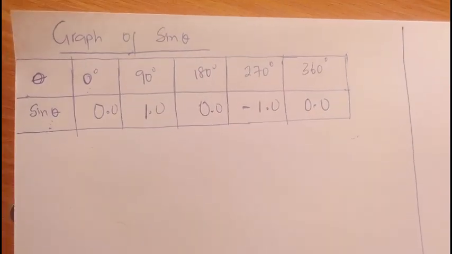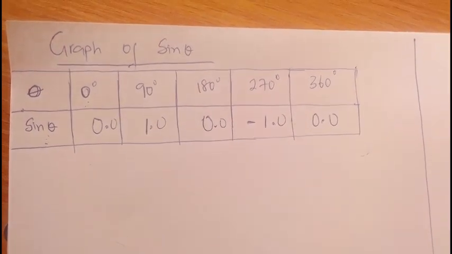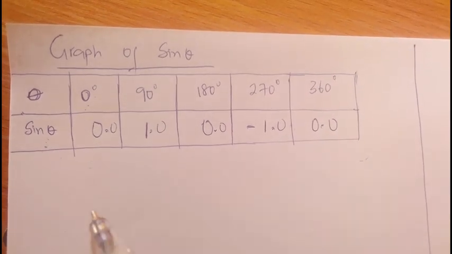Now, after adding 0.0 to everything, let's plot the graph of sine theta. Then we'll be comparing it with that of cos theta and tan theta at the end of the day. But for this video, we're looking at only the graph of sine theta.